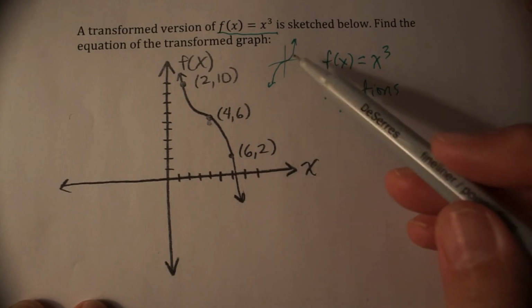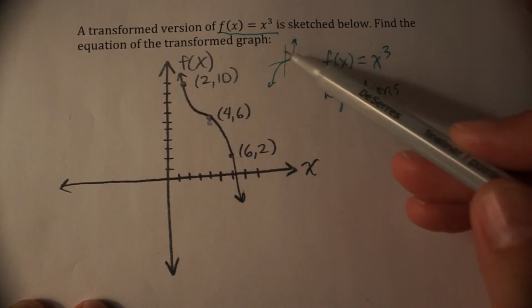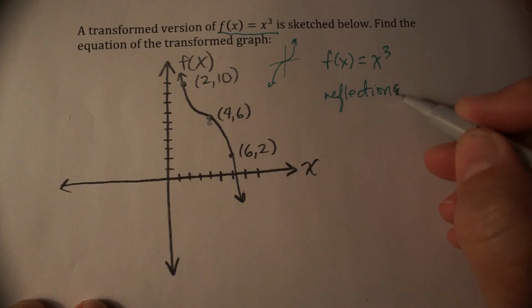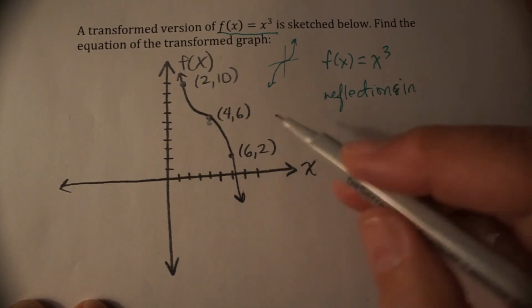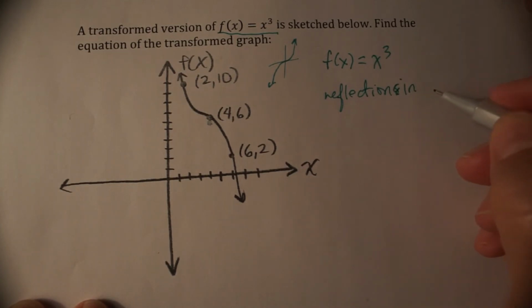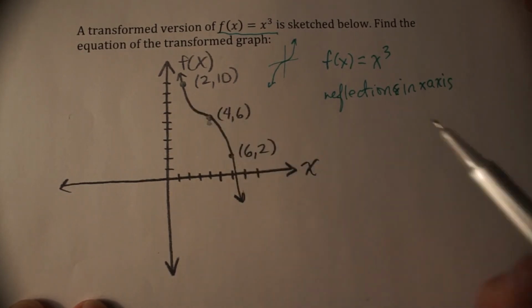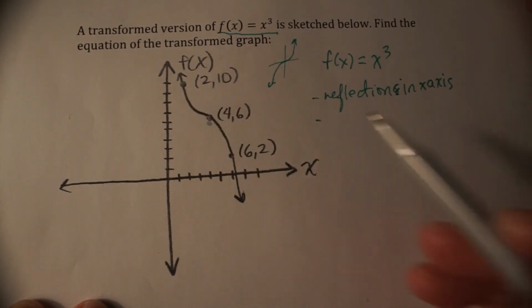Now, you don't want to say it's reflected both times, because if you did that, then it would be reflected back to the original, which it is not. So we're going to say reflection in, it doesn't matter which axis you say for this one, it's going to be right. So I'm going to say in the x-axis. So we'll go with the vertical. So we know it's reflected, so now we just know to put a negative there, and that's taken care of.